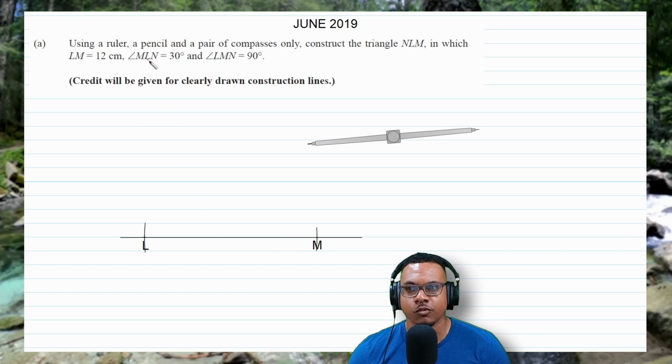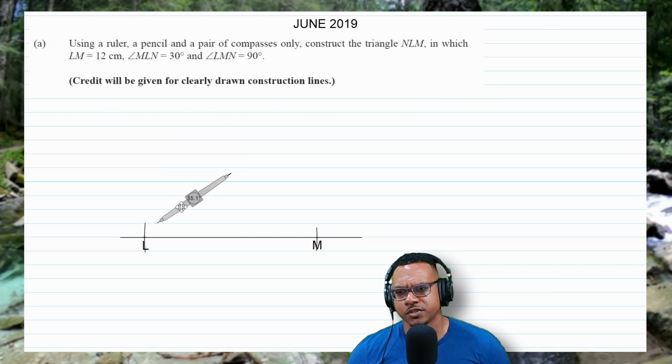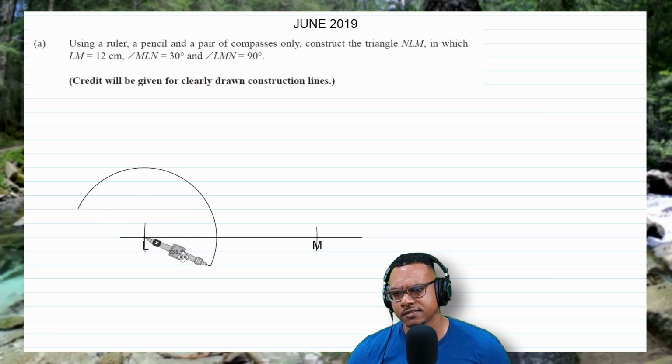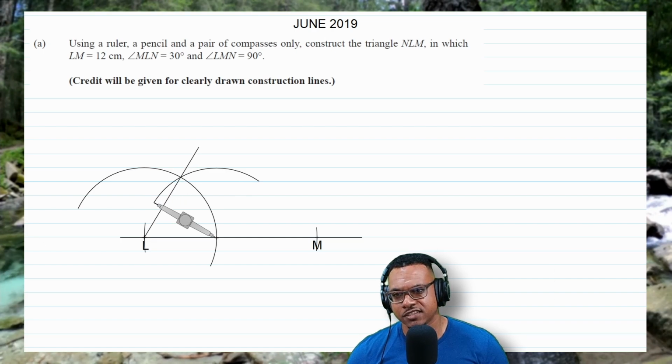So as I said, at L, we will be constructing a 30-degree angle. So at this point here, we'll be constructing a 30-degree angle. First, I'll need to construct a 60-degree angle. So I'll open the compass out to a distance that I'm comfortable with. I'll make an arc like this. Where the arc cuts the line, I'll place the compass point there and make an arc like that. Then I'll draw a line from L straight through that point of intersection, and that will be our 60-degree angle. Now remember, I want 30 degrees. So that means I have to bisect this 60-degree angle.